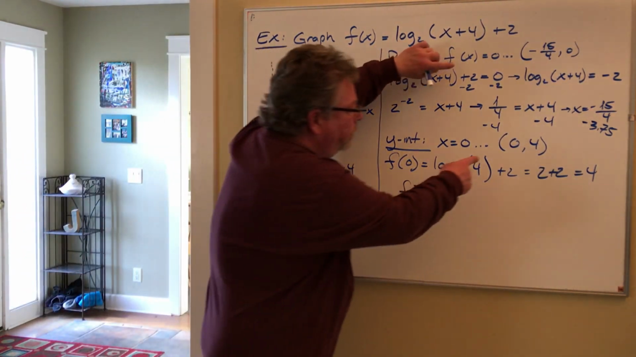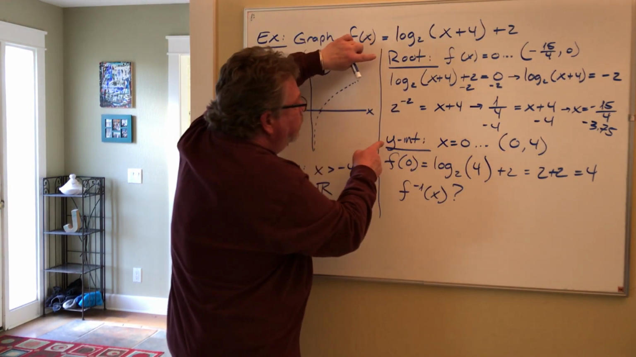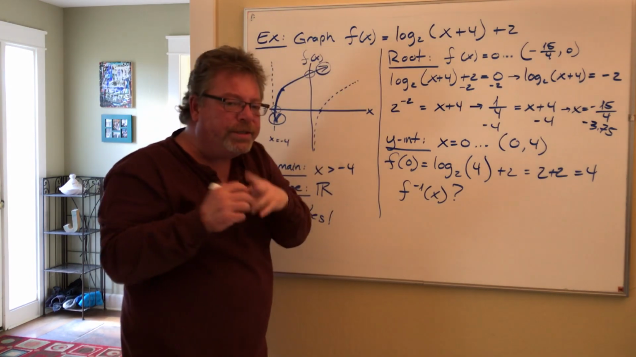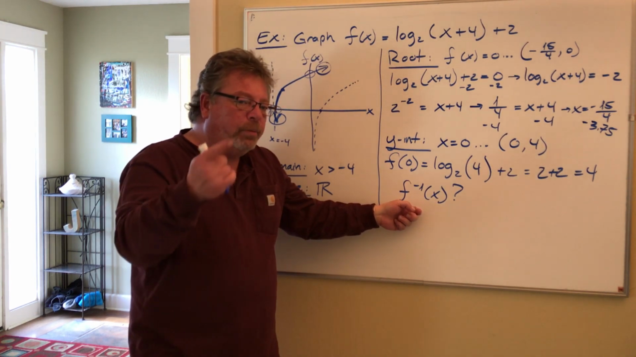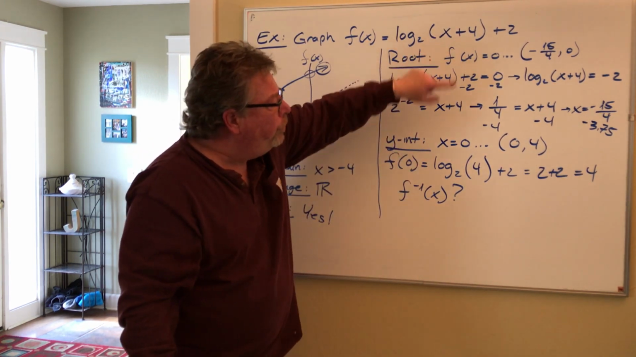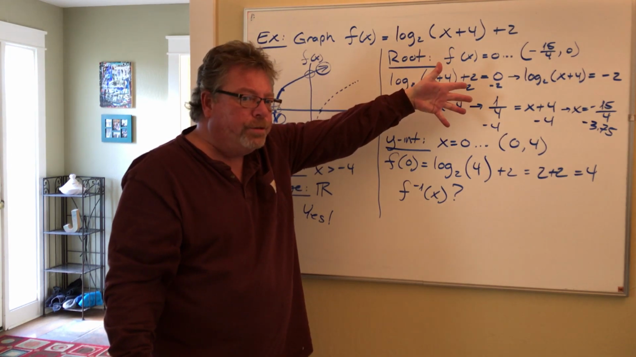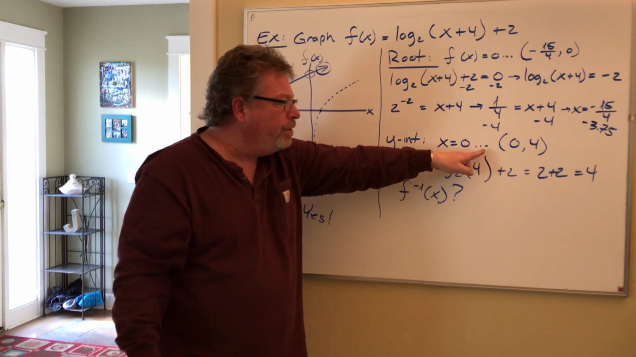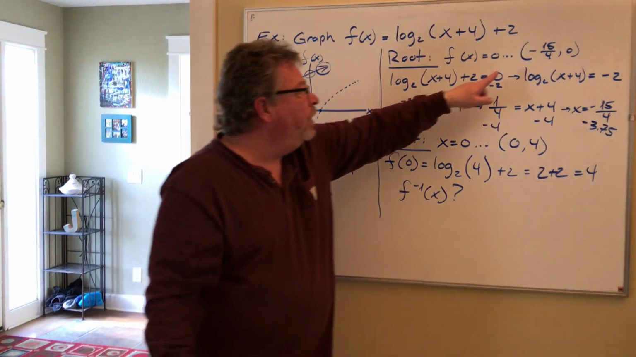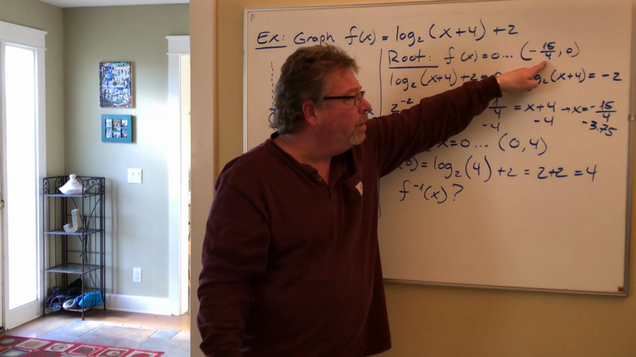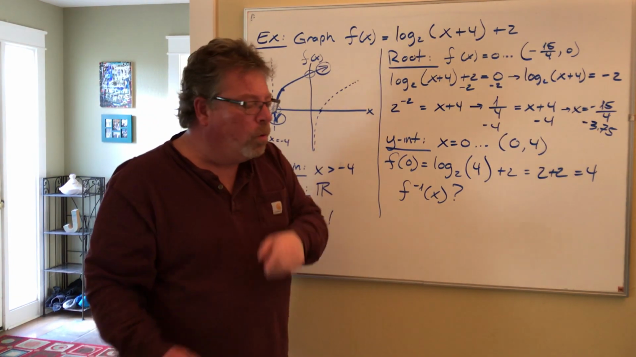I want you to hang on to these two ordered pairs, the root and the y-intercept, because maybe you can see this coming. When I go to f inverse, I'm going to come up with a function where the root and the y-intercept are going to swap positions. This y-intercept is going to become an x-intercept for f inverse, and this x-intercept here is going to become a y-intercept for f inverse. Watch for that.